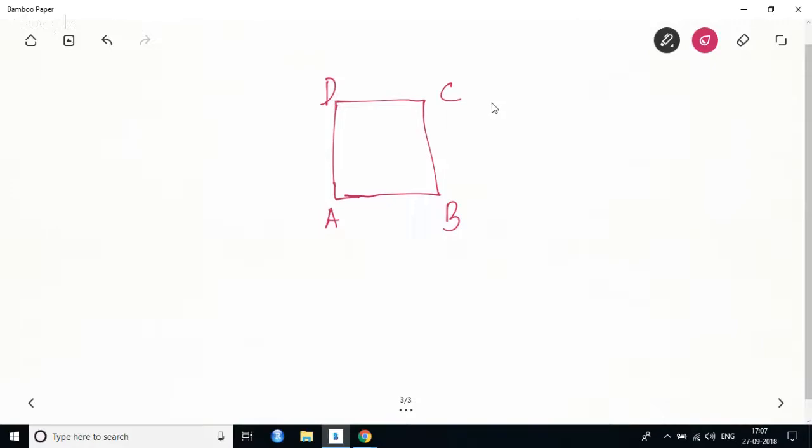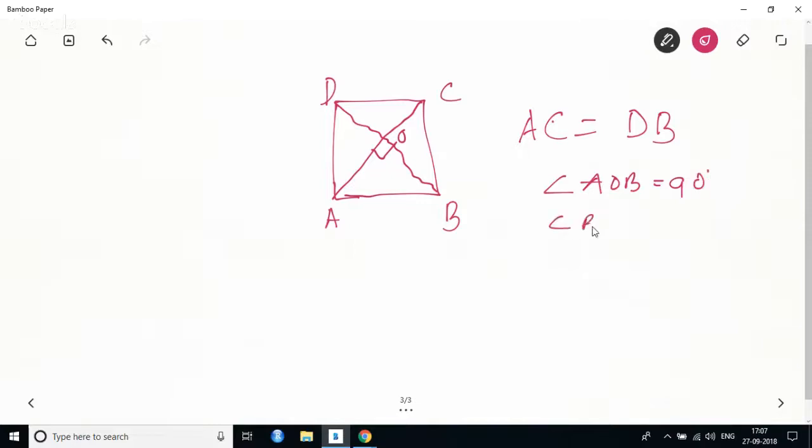If the diagonals of a parallelogram are equal and intersect, so diagonals of the parallelogram are equal. So AC is equal to DB, that has been given to me. Now what more has been given to me? Suppose this point is O. That they intersect each other at right angles. So AOB is equal to 90 degree. That is also equal to BOC, and that is also equal to DOC, and that is also equal to AOD.